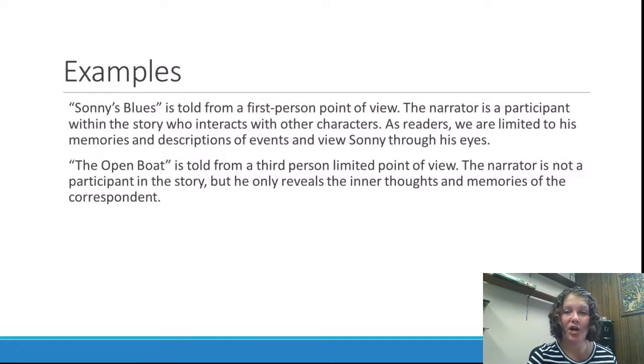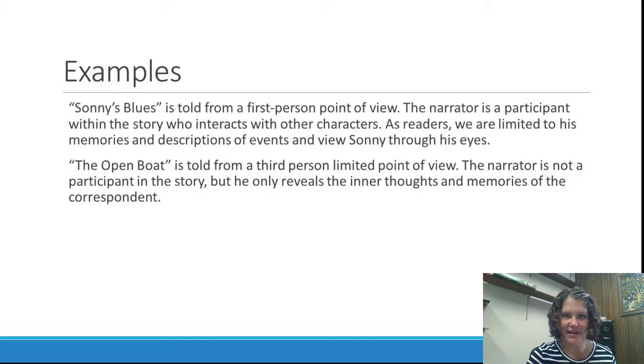The Open Boat, which we also read last week, is a little bit different. This story is told from a third-person limited point of view, or sometimes also called a third-person limited omniscient point of view. The narrator is not a participant in the story. For example, the narrator has access to information that the other characters don't know. So the narrator knows, for example, in the beginning, that the boat's only about 2 miles away from shore. And the narrator clearly isn't in the boat. He's not a character who's interacting with other people.